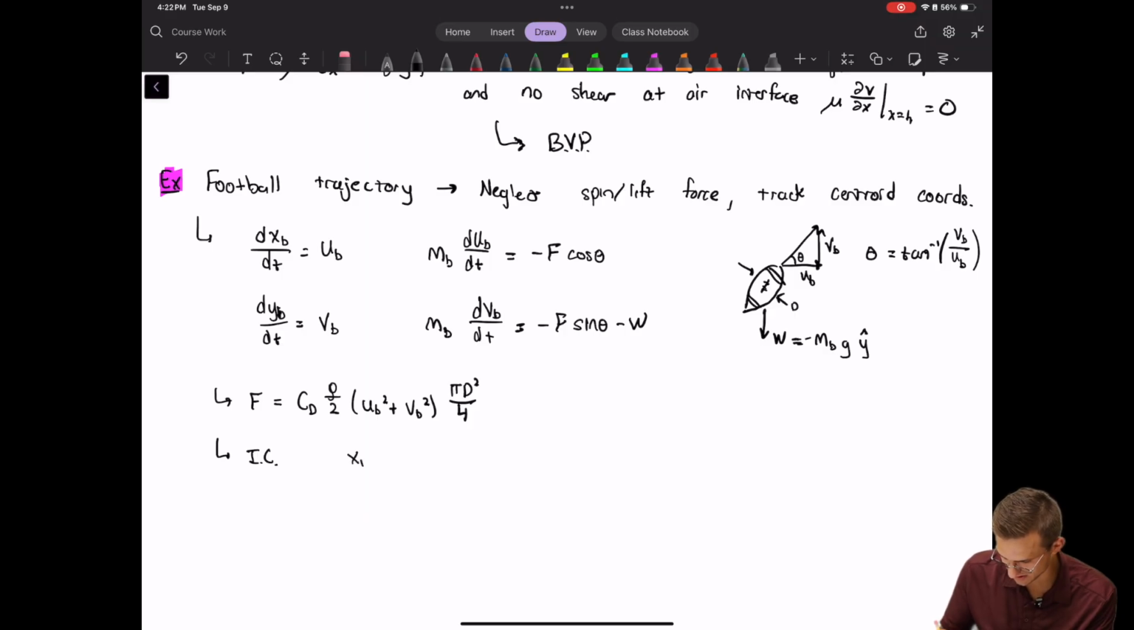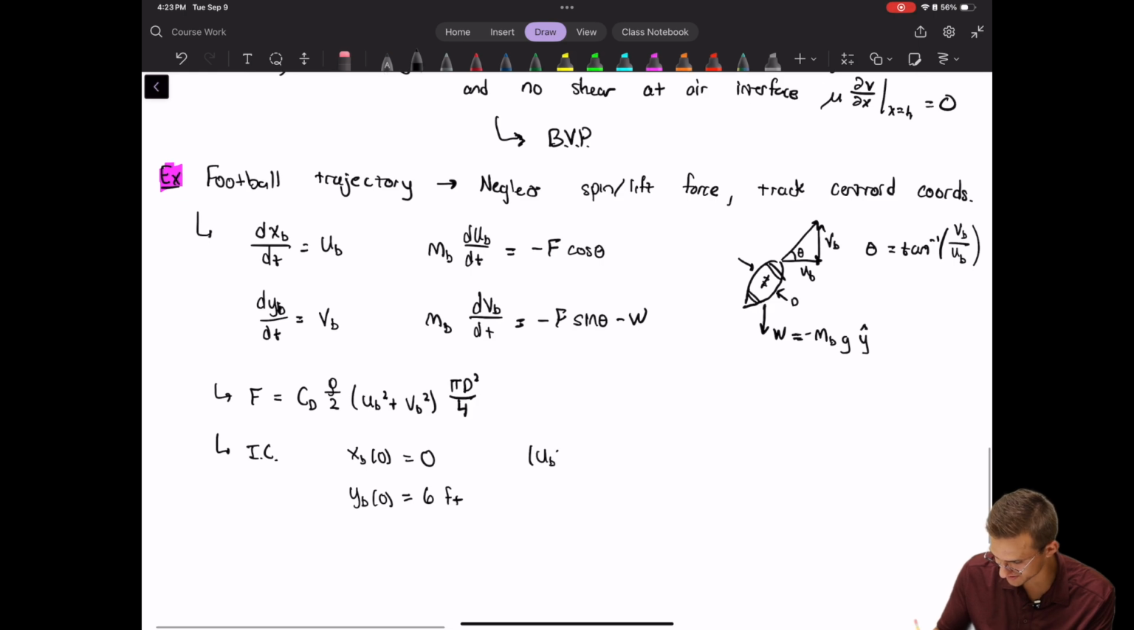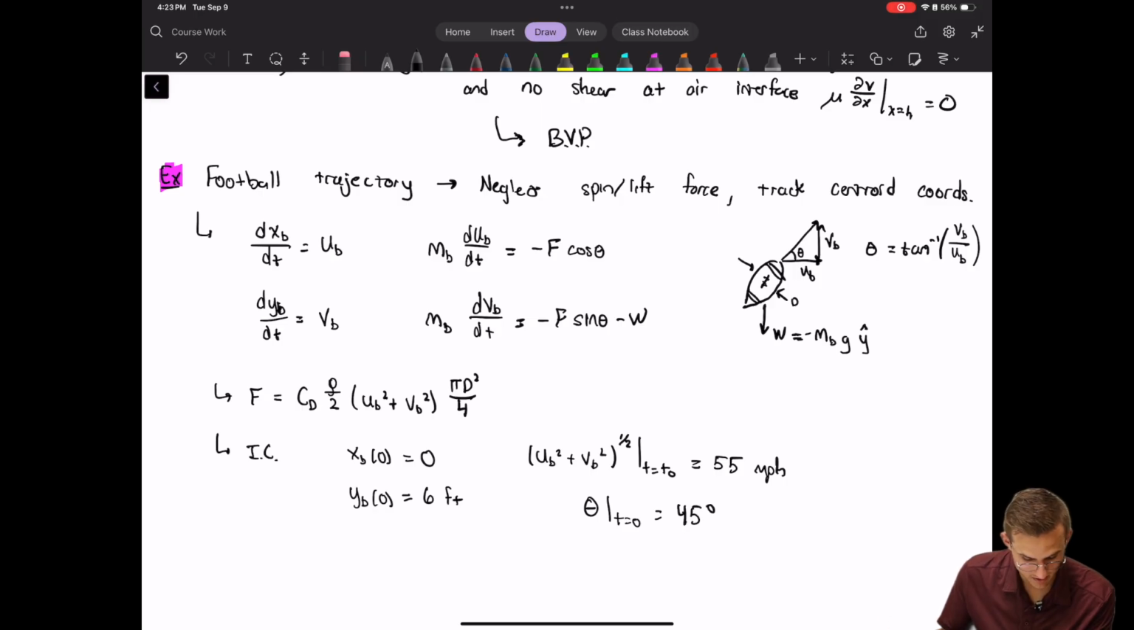that x of the ball at 0 is equal to 0, and then y of the ball at 0 is roughly the height of the quarterback throwing the ball, so it's about 6 feet. We'll say that the speed, u ball squared plus v ball squared raised to the 1/2 at t equals t naught, or t equals 0, is equal to 55 miles per hour. And we'll say that this is launched at t equals 0 at about a 45-degree angle.